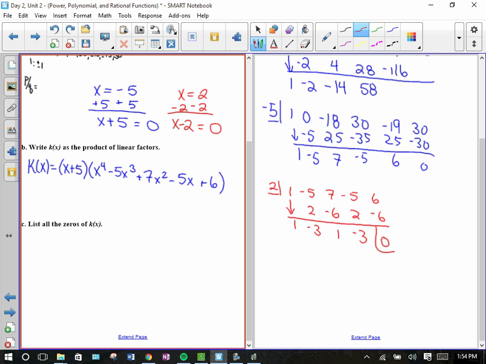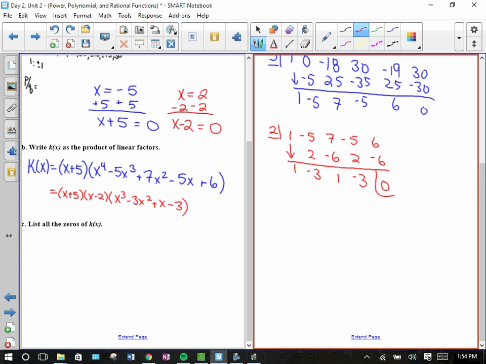Okay, so I now know that k of x is equal to x plus 5 times x minus 2 times x cubed minus 3x squared plus x minus 3. Alright, what do we say the other one was? 3? Okay, so we can look at the graph and saw that 3 may be a 0.